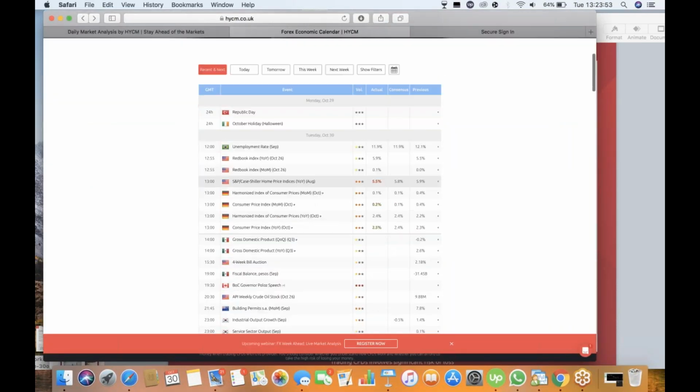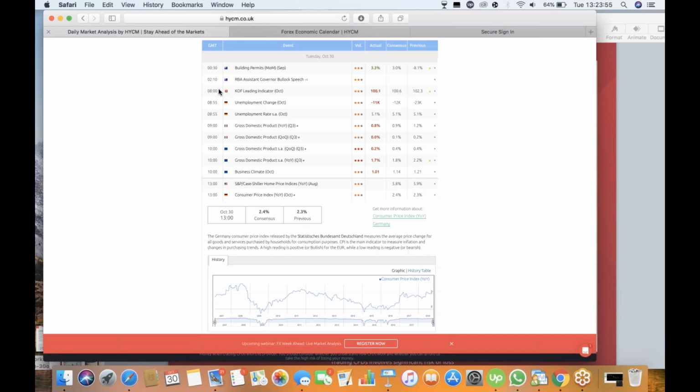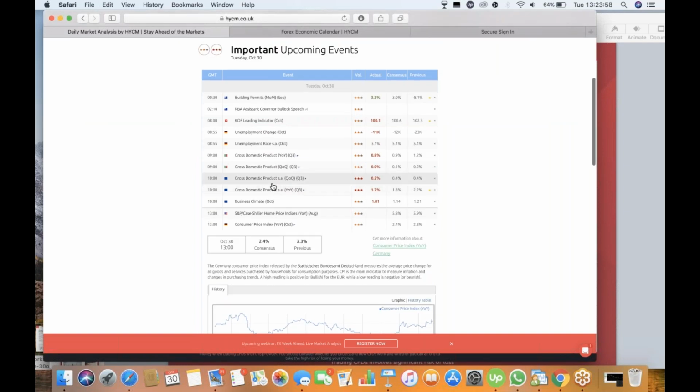So here we are on Tuesday. This is just to remind ourselves what we've had. This was the GDP third quarter that we saw, 0.2%, a disappointment, and this is the year-on-year data. So that's what's already happened.